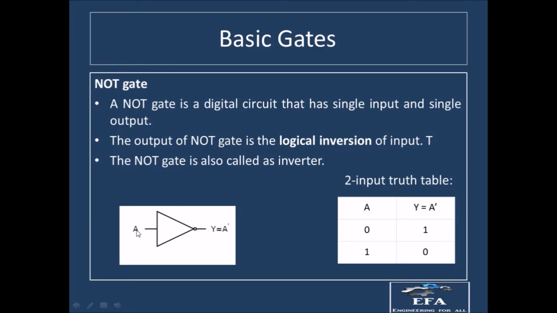If you have an input, suppose it is equal to A, the output Y will be equal to A complement. Complement means the inverse of whatever we are giving at the input side. Now this is the truth table.